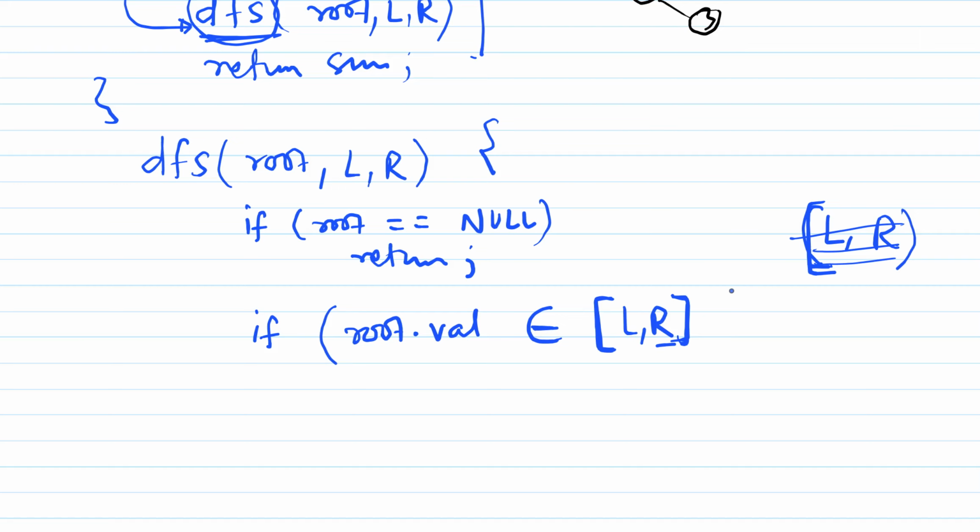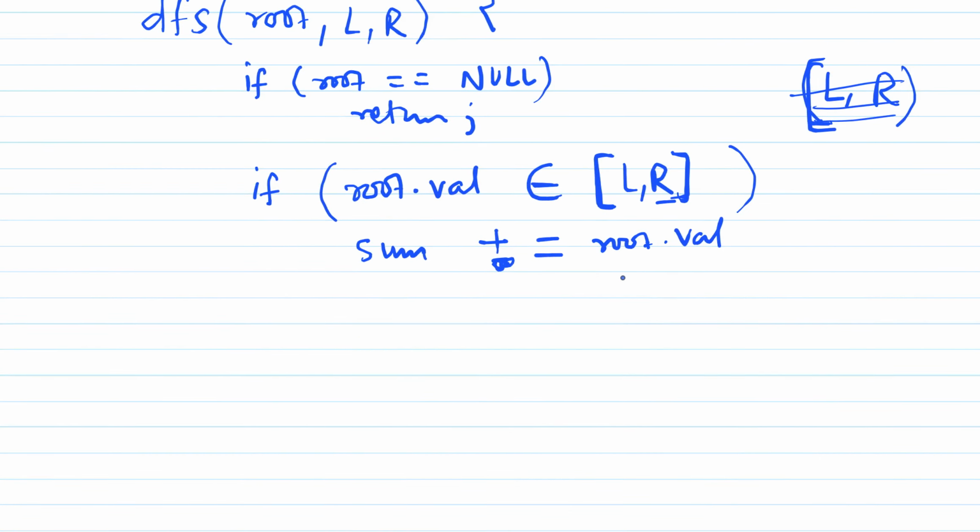So if this is the case, then sum plus equal to root dot val. This is a valid scenario where we will add.